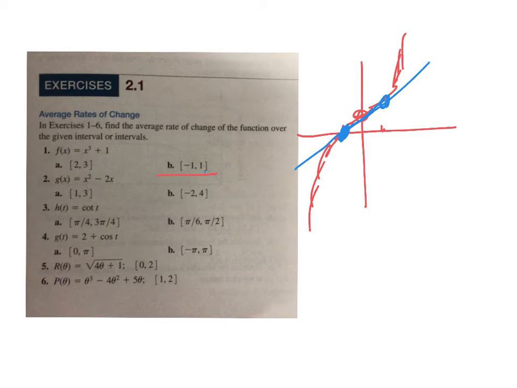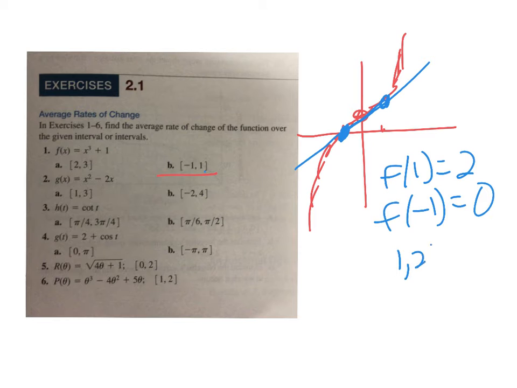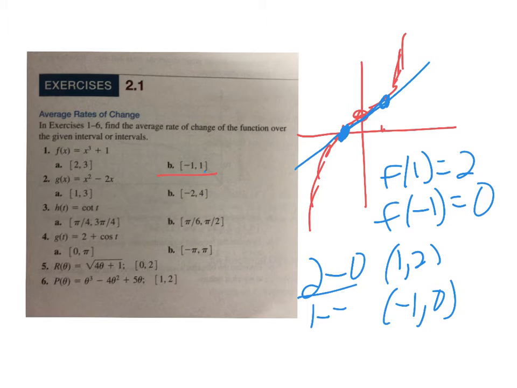So if we evaluate f of 1, that's going to be my y2, right? So that's 1 plus 1 is 2. And f of negative 1 is negative 1 plus 1, which is 0. So we've got these 2 points, 1, 2, and negative 1, 0, and we find the slope of that blue line: 2 minus 0 over 1 minus negative 1. Well, that's 2 over 2, so the average rate of change of that function on that interval is 1.